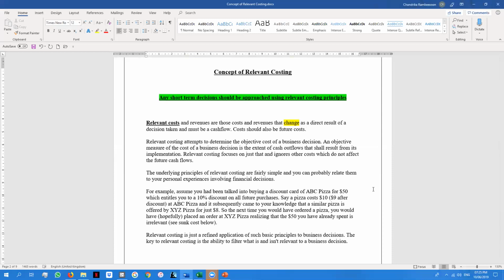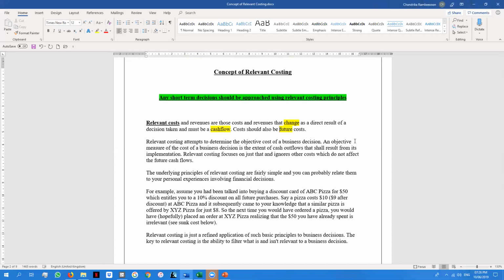Costs should also be future costs. So we've got some important terms here: change as a result of a decision, and cash flow. That means affected as a result. And I'll highlight the word cash flow as well, and I'll highlight future. And these are the three main qualities. Must be affected by the decision, must give rise to cash flow implications, and must be a future cost. In other words, a cost to be incurred in future.